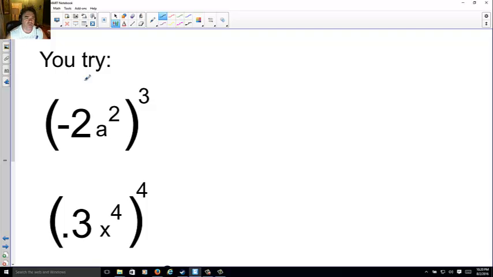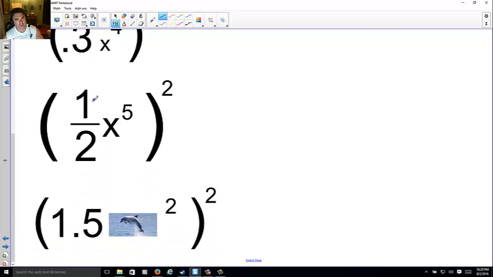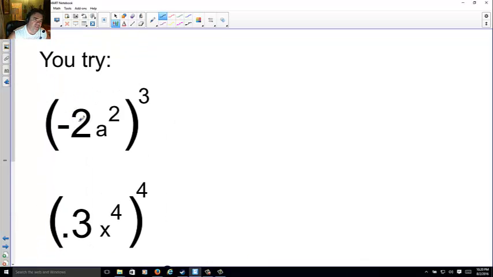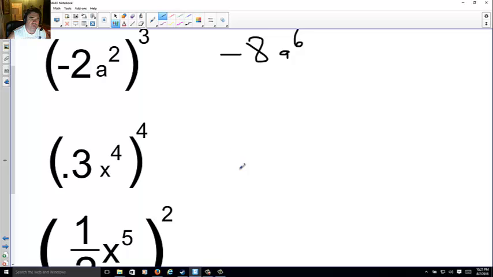You try. Start with these 2. Pause. Now try these. Pause. Let's take a look. I have negative 2 to the third power makes negative 8. A squared cubed is a to the 6th. 0.3 to the 4th power. Boy, that's a tough one. That makes 0.09, and I think it's going to be 0.0081. Check me if I'm wrong, but I think I'm right. And then x to the 16th.